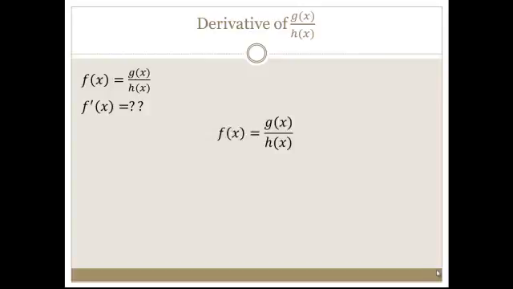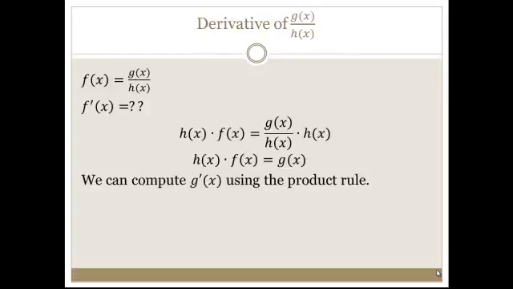The way we will do this is by multiplying f of x, which is g of x over h of x, by h of x. Now on the left, we have h of x times f of x, but on the right, we simply have g of x. The reason this is useful is because now we have a product of two functions, and we can compute the derivative of g using the product rule to get that g prime of x equals h prime of x times f of x plus h of x times f prime of x.